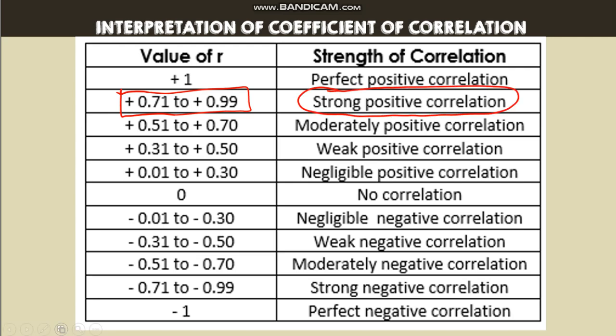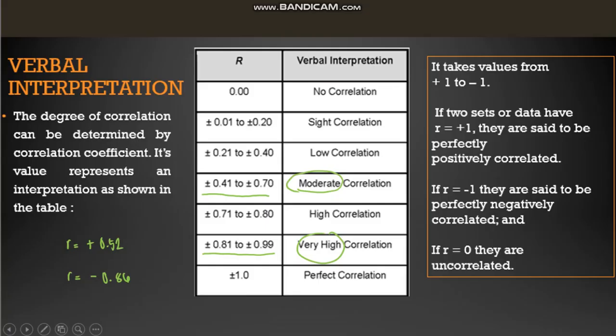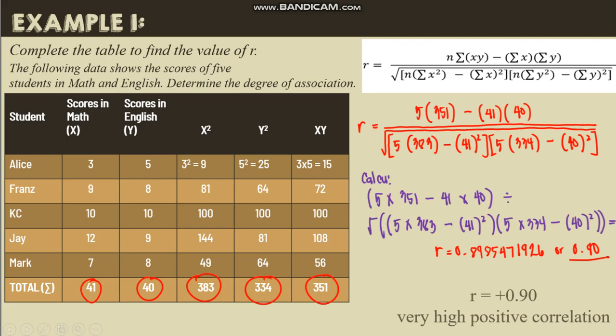O kaya, pwede po natin gamitin yung isa pang table na ginamit natin kanina here. So, nasan po ba si 0.90? So, nandito rin po siya kay very high positive correlation. Okay? So, for the interpretation, we have very high positive correlation. Okay, so that's example number 1. So, let's have example number 2.